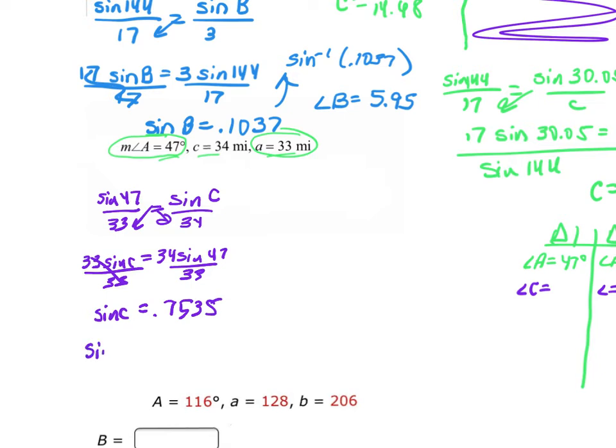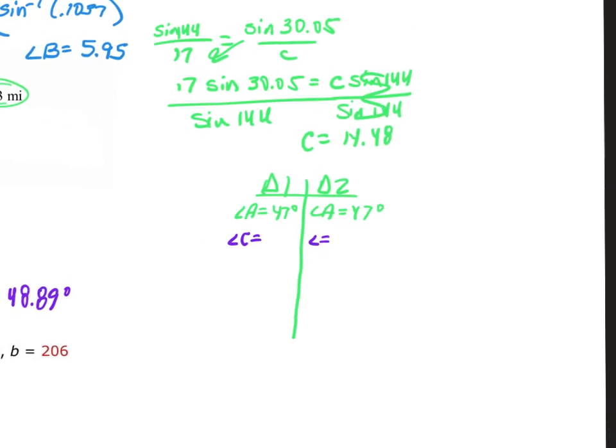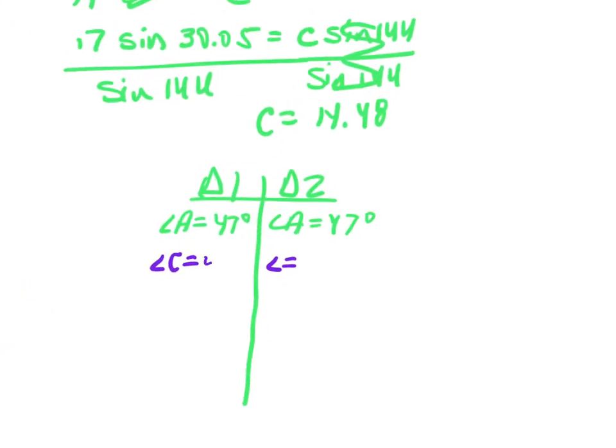So in my calculator, I hit the second button and sine, and I put in 0.7535. And I get that the measure of angle C is 48.89 degrees. So I'm going to come over here and say that in this first triangle, it's 48.89 degrees.